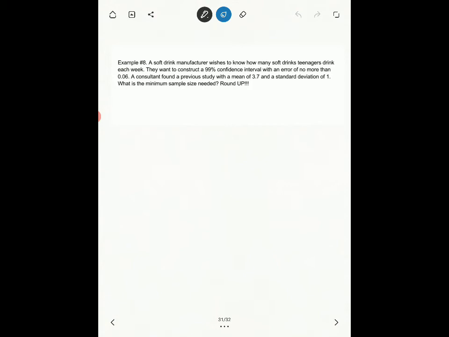Example number 8. A soft drink manufacturer wishes to know how many soft drinks teenagers drink each week. They want to construct a 99% confidence interval with an error of no more than 0.06. A consultant found a previous study with a mean of 3.7 and a standard deviation of 1. What is the minimum sample size needed? Round up. I just put the round up in there, but I know it doesn't say that on most of the questions. So we're using n is equal to z sub alpha over 2 times sigma divided by E, and then squaring that.